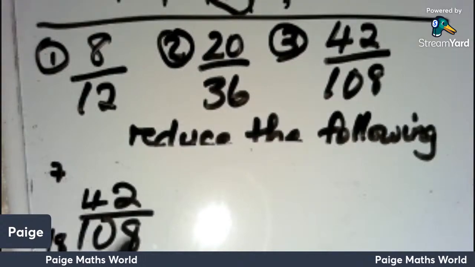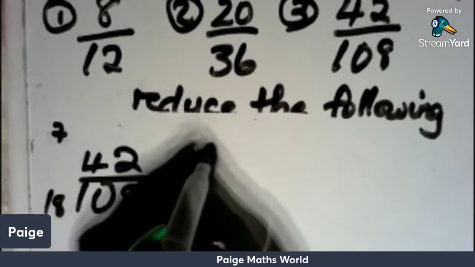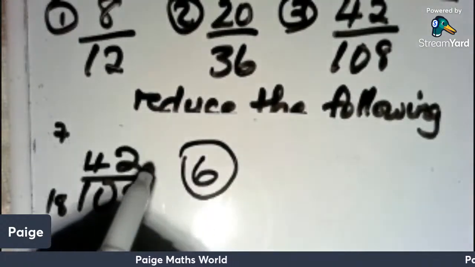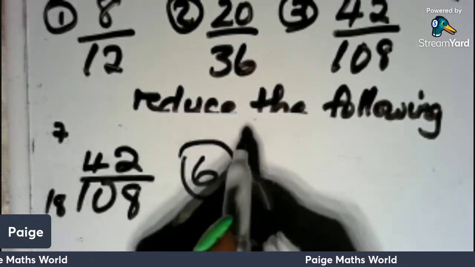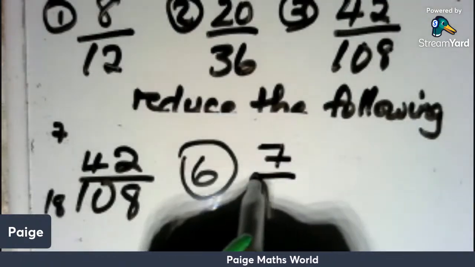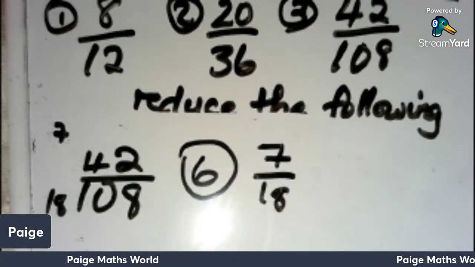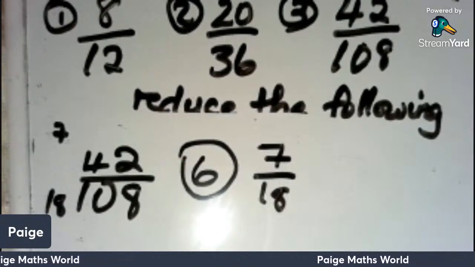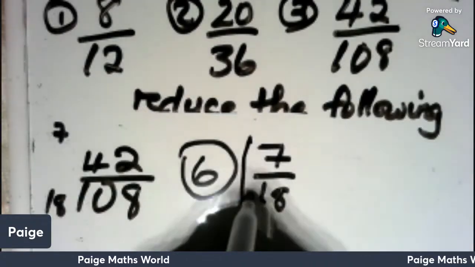And so that's how we get the answer, JD, that you got. So you're going to use 6. So 6 is that number. 6 into 42 goes 7 times, and 6 into 108 goes 18 times. So your reduced fraction would be 7 upon 18. All right, so yes, the answer would be 7 upon 18.